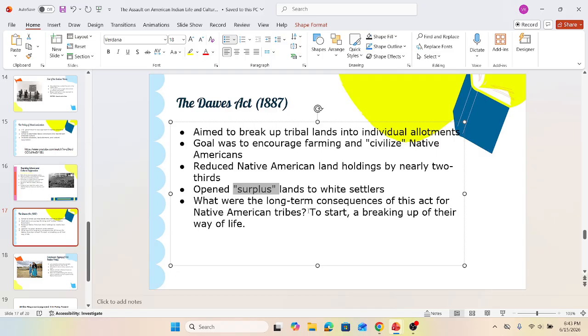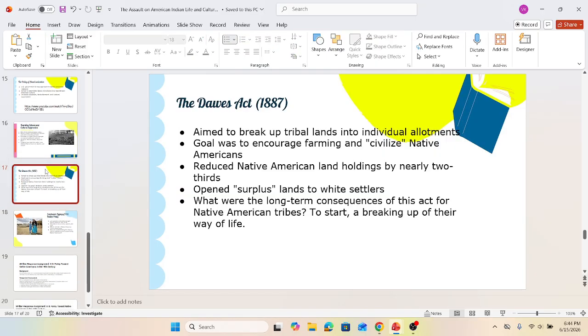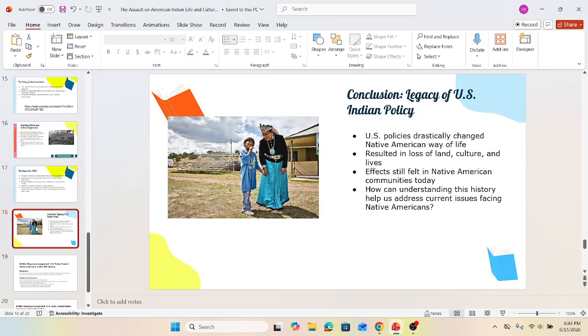What were the long-term consequences of this? Well, just to start, a breaking up of the Native American way of life. So this is just the beginning of the systemic taking apart of Native American culture, and we'll continue to talk about this as we move forward.